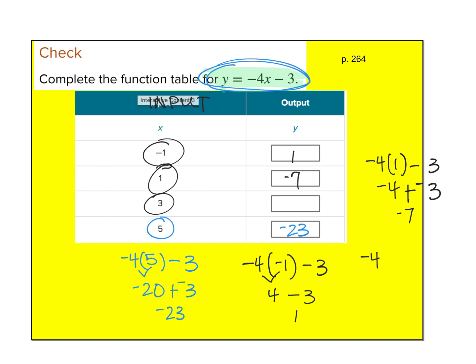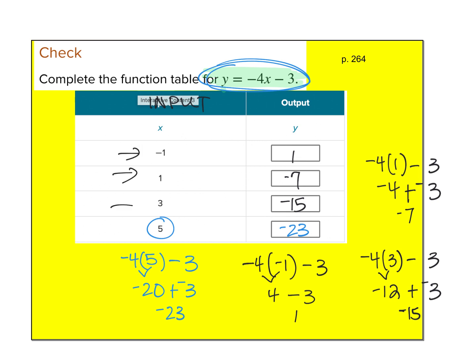Okay, my next input is 3. So I'm going to do -4 times 3 minus 3. Okay, -4 times 3 is -12 minus 3 more. It's like you're at -12 and you go back another 3. That's -15. If it helps, add the opposite. And there is my output. Now, if I want to just know, is this a function? Well, just check it out. Okay, it doesn't look like I have any repeat inputs. So it looks like, yep, this is a function as well.